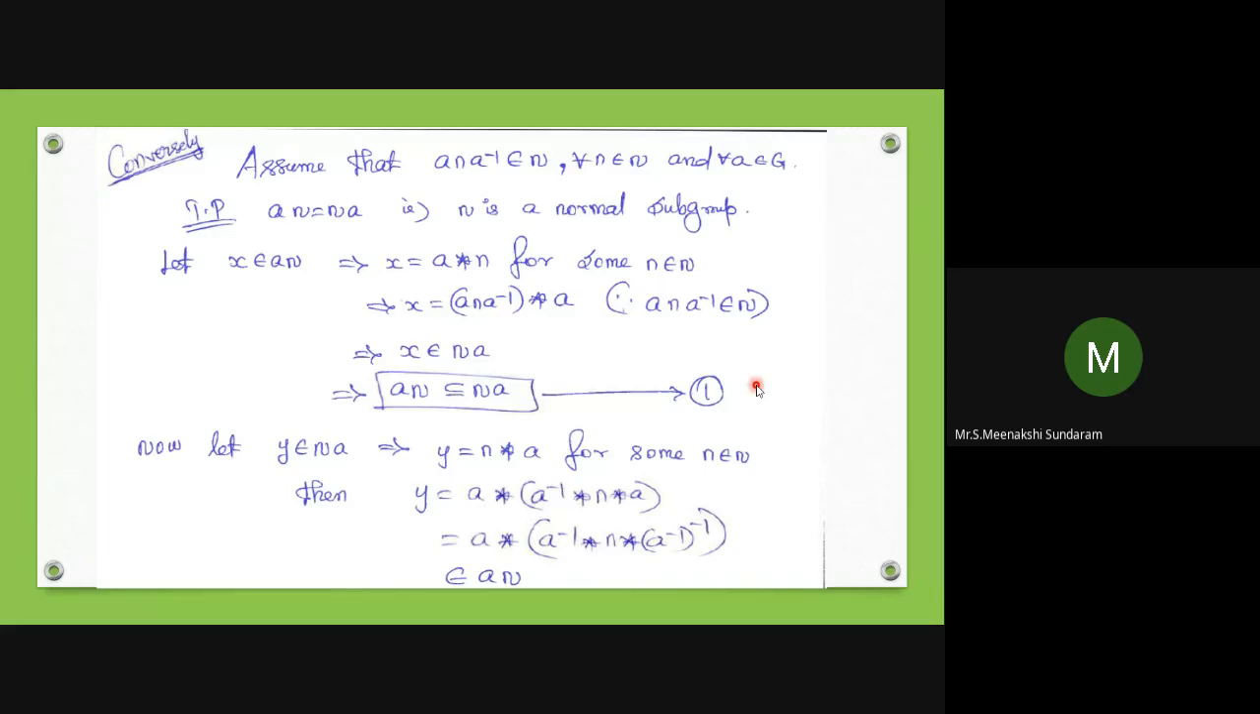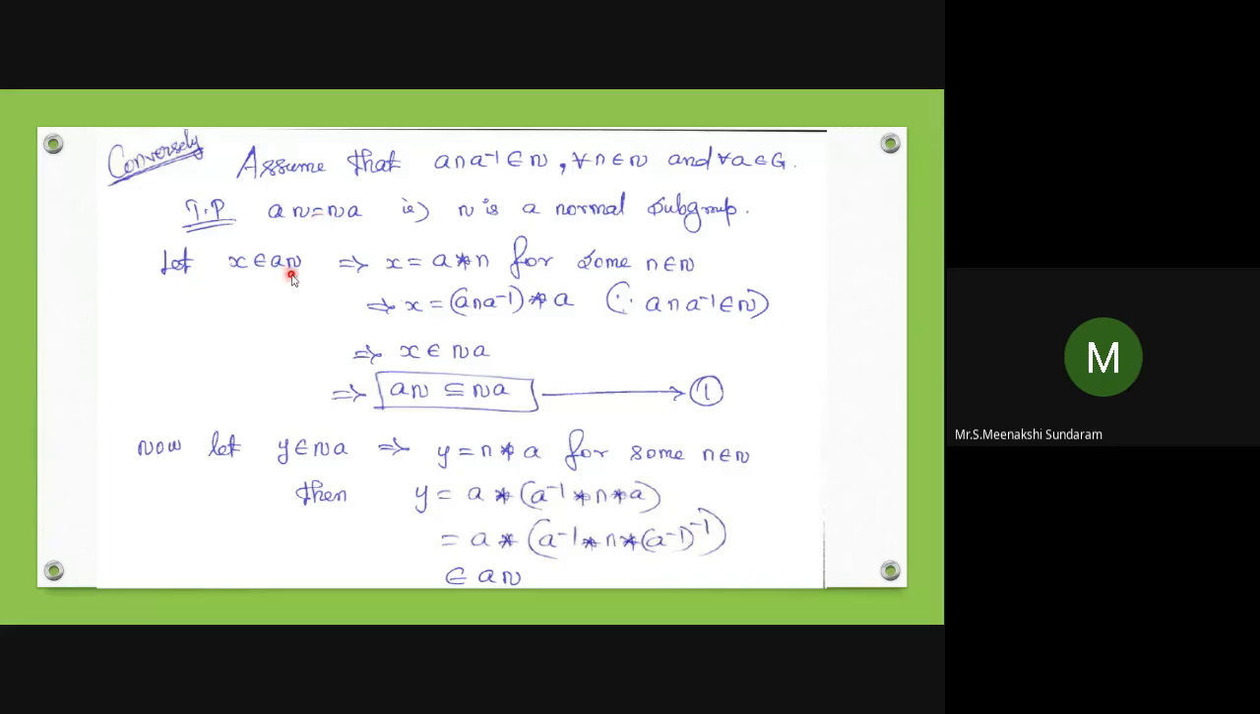Assume that a n a inverse belongs to N. Conversely, I can assume that a n a inverse belongs to capital N for all n belongs to capital N, and for all small a belongs to capital G. To prove aN equal to Na, that every left coset should be equal to right coset, then we can say N is a normal subgroup of G. Every left coset is equal to right coset, for any element you take, then you can say it is a normal subgroup of G.